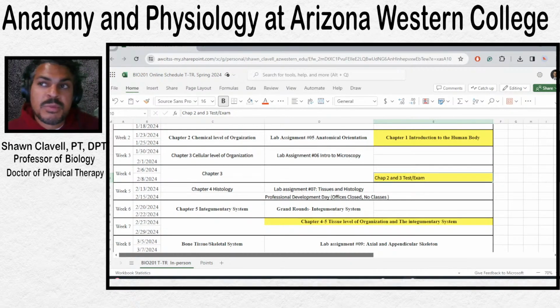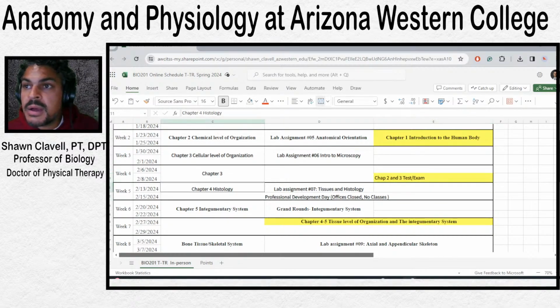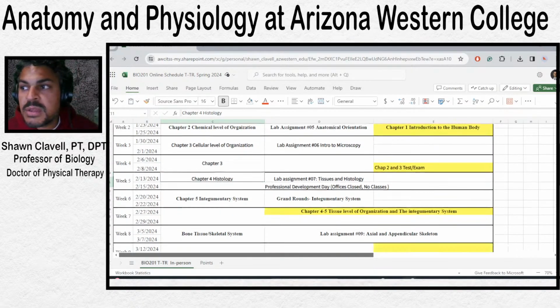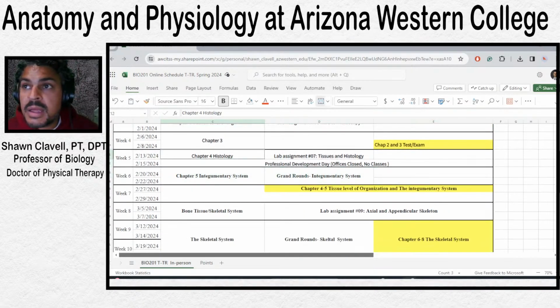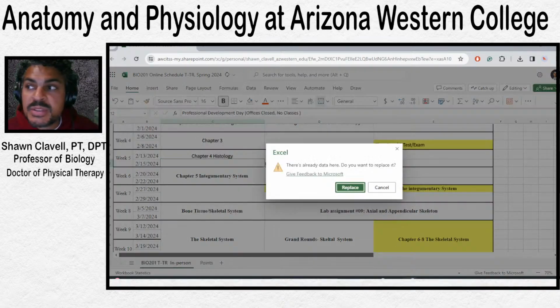Tomorrow. Exciting day for everybody. We open up the exam tomorrow. My in-person online classes are going to take it starting on Thursday here, and then we'll get through the weekend, and then chapter 4, the histology. Now on Thursday we have professional development, so my in-person classes won't be able to participate in the in-person as they normally do, but they'll have some work to get through as it relates to the chapter 4 material.